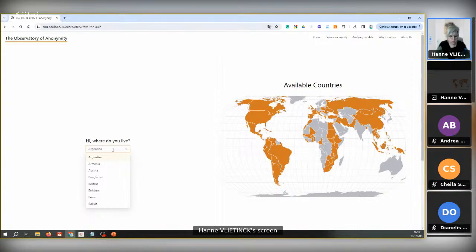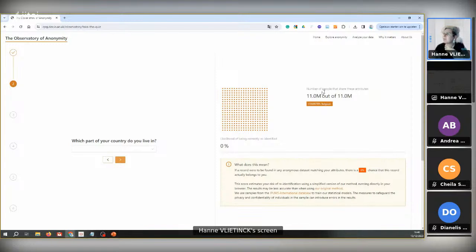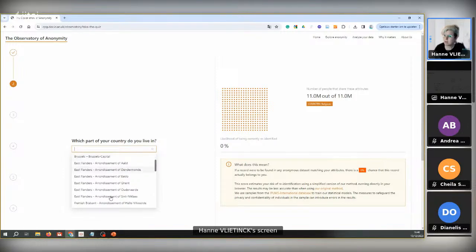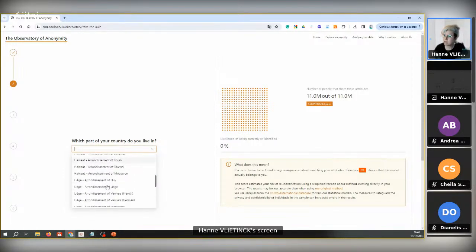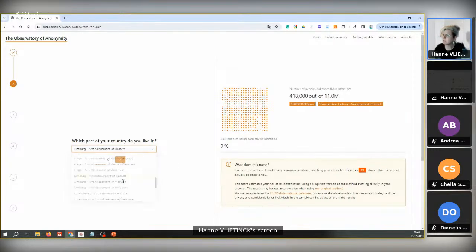Okay, so if I would put in Belgium, then it would calculate, okay, you live in Belgium, it's 11 million chance out of 11 million, because we're with 11 million people here. Then I say where I live, and I live in Limburg in Hasselt. And then again, you see there is a bigger chance.